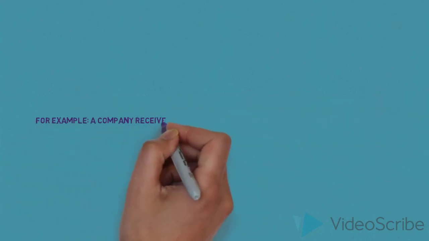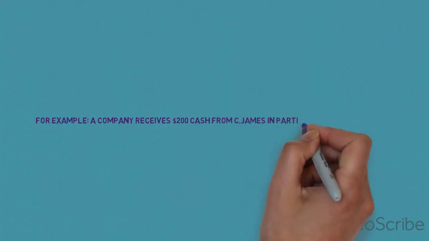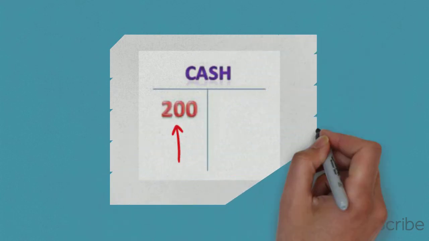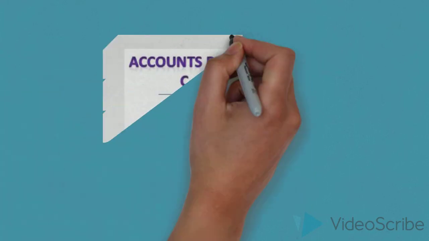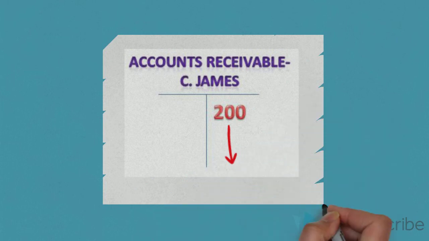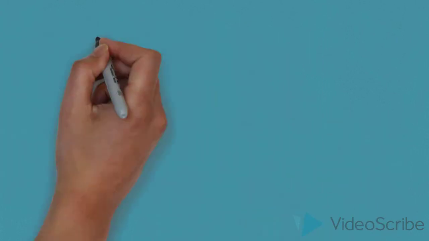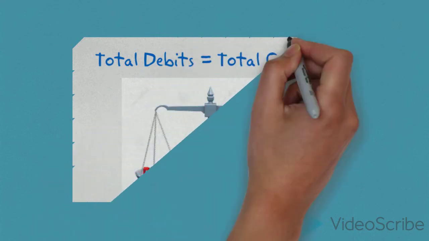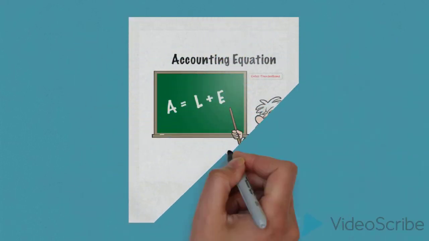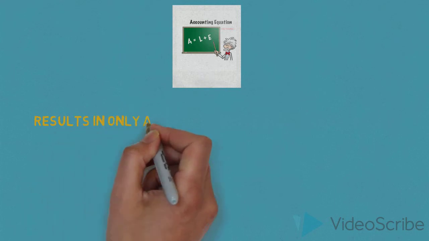For example, a company receives $200 cash from C. James in partial payment of his debt. The cash account, which is an asset, will increase, therefore it will be debited by $200. Likewise, the accounts receivable account from C. James, which is also an asset, will decrease, thus it will be credited by $200. Notice that the transaction includes both debit and credit, and that the totals of the debit and credit amounts are equal.